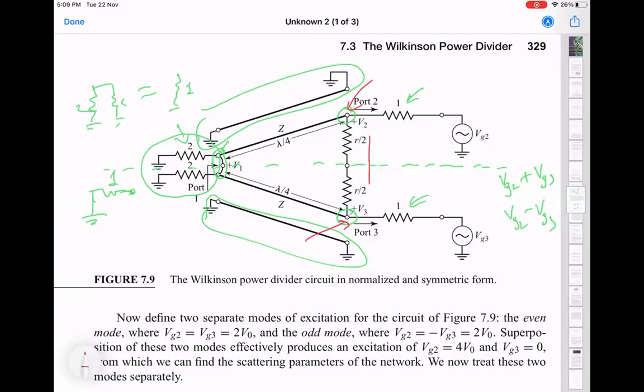Similarly, if VG2 and VG3 were opposite of each other, then this point here will have zero voltage, right? Because for the same reason, at port 2 and port 3, the voltages will be equal and opposite. And that means that in the middle, because this is again just two equal resistors, the middle point will always be at 0 volts.